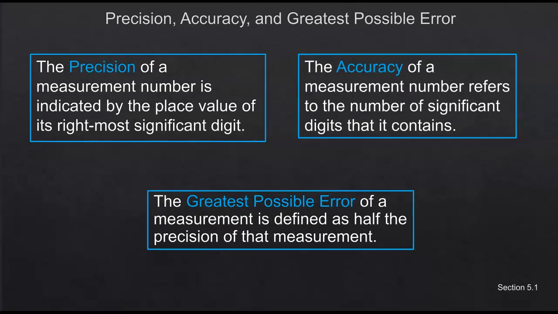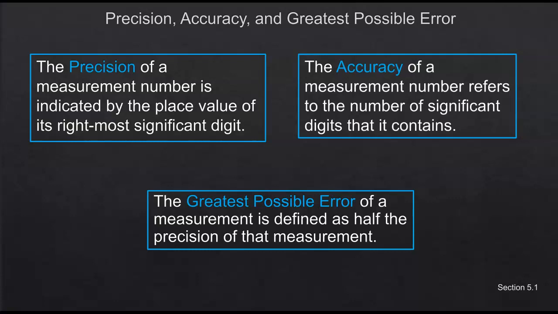Precision, accuracy, and greatest possible error. The precision of a measurement number is indicated by the place value of its rightmost significant digit. So if the right digit's in the tenths place, it's precise to the tenths place. And if it's in the hundredths place, it's precise to the hundredths place. And we're talking about significant digits, so that part matters when you're looking at these. So you're looking for the rightmost digit, and that's a significant digit, meaning it might not be a 0.